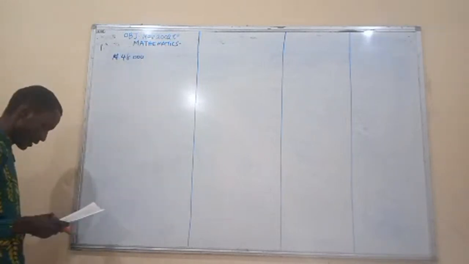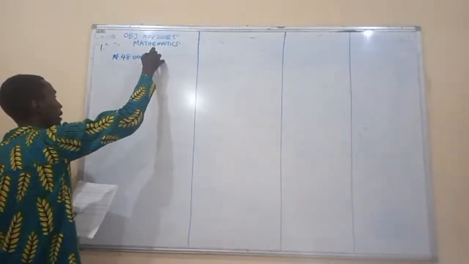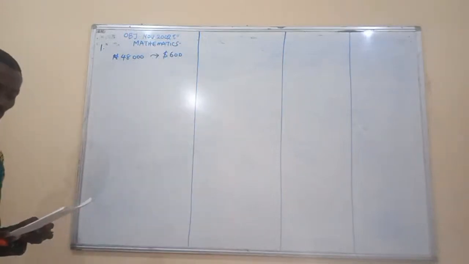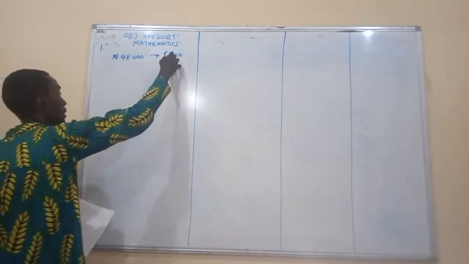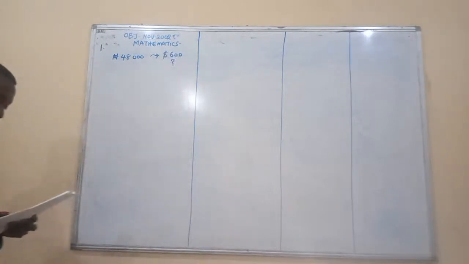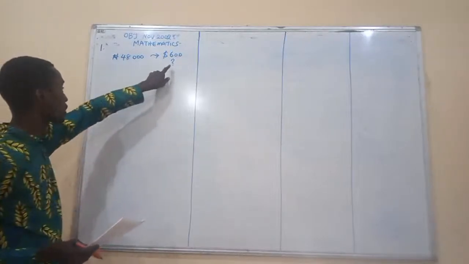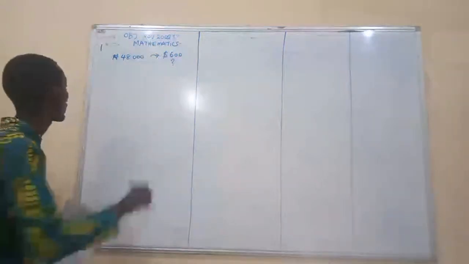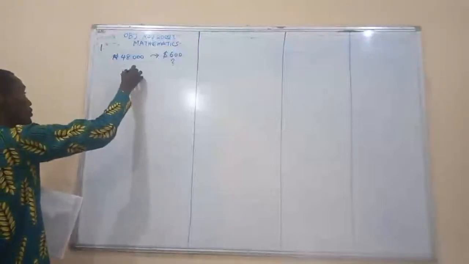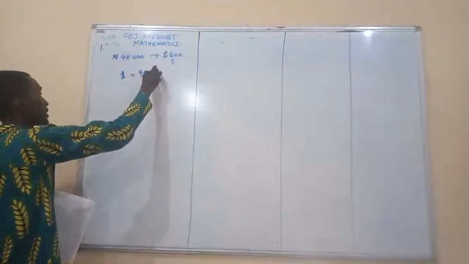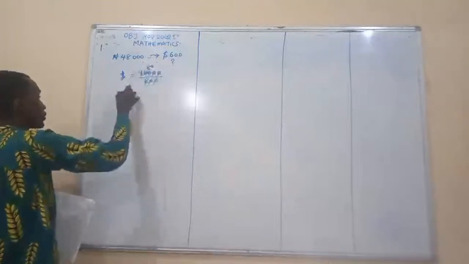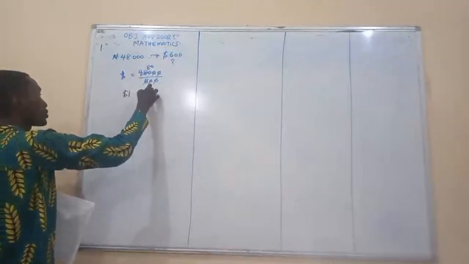It says a man obtained 48,000 naira in exchange for $600. What is the equivalent of $1? It means you're trying to find out what $1 will be equal to, and this is a very simple question. To find what $1 would be, we simply divide 48,000 by 600.